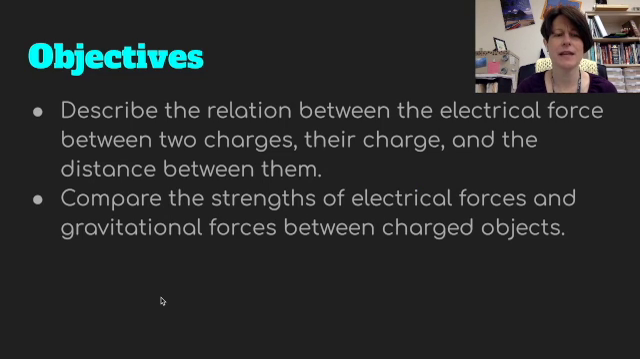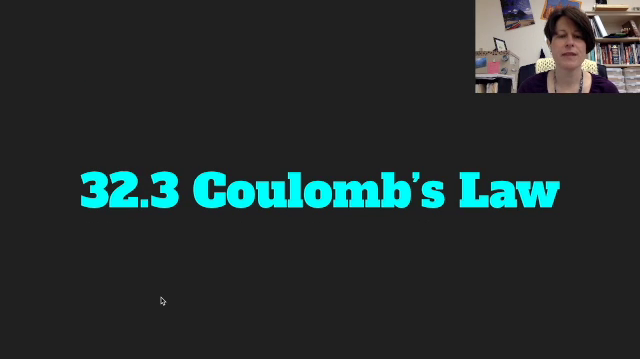So, our objectives today are going to be to describe the relationship between the electrical force between two charges, their charge, and the distance between them, and to compare the strengths of electrical forces and gravitational forces between charged objects. So, what we're going to be focusing on today is Coulomb's law.